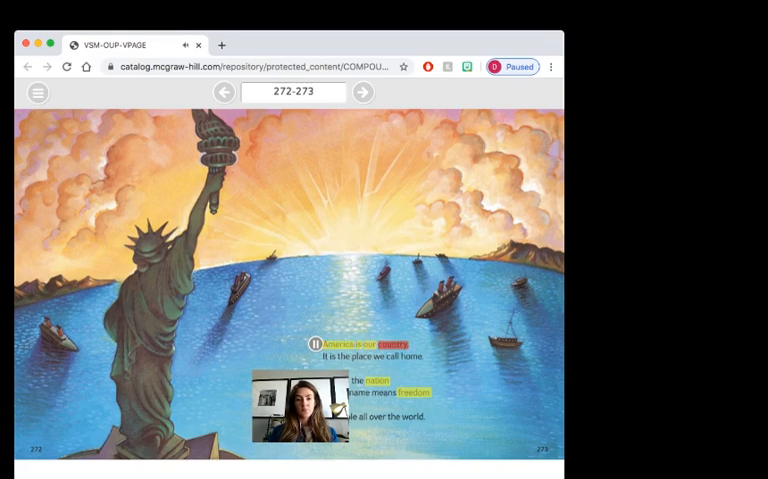America is our country. It is the place we call home. We are the nation whose name means freedom to people all over the world. And America is our country.